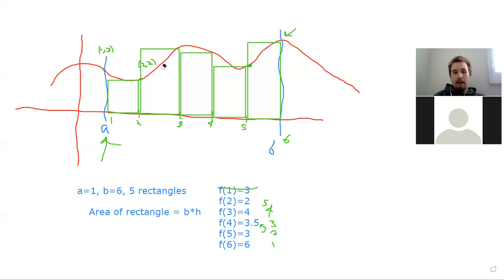So for left, we start, everything's about the curve. We're trying to get the area under the curve. So we have 6 points. We have 1, 2, 3, 4, 5, and 6, right? And so we are trying to make rectangles from these points.